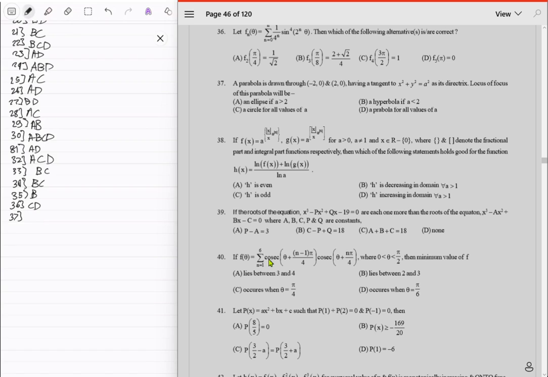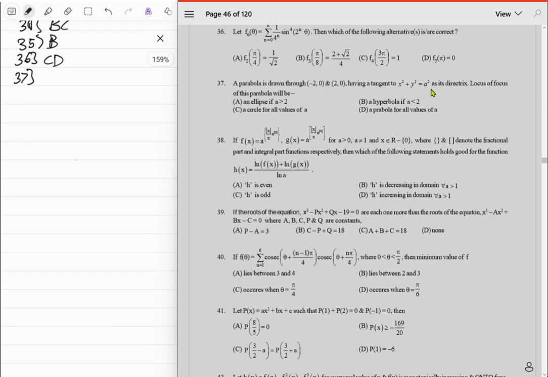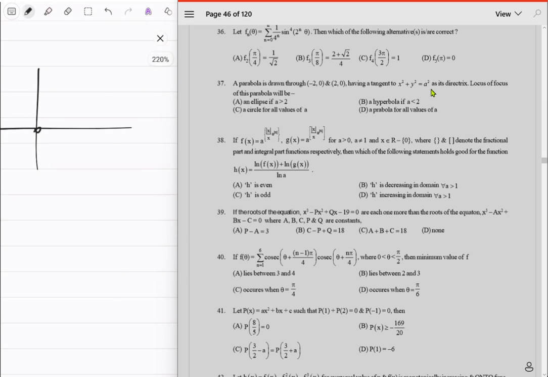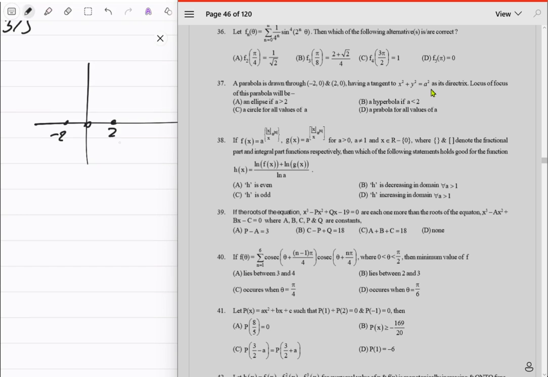A parabola is drawn through these points, having the tangent to this line as its directrix. So the locus of the focus of this parabola will be... The points are (0, 0) and (2, 0)... wait, so y0 is 2 and negative 2. It's through these and tangent to this line as its directrix. Locus of the focus of this parabola will be.